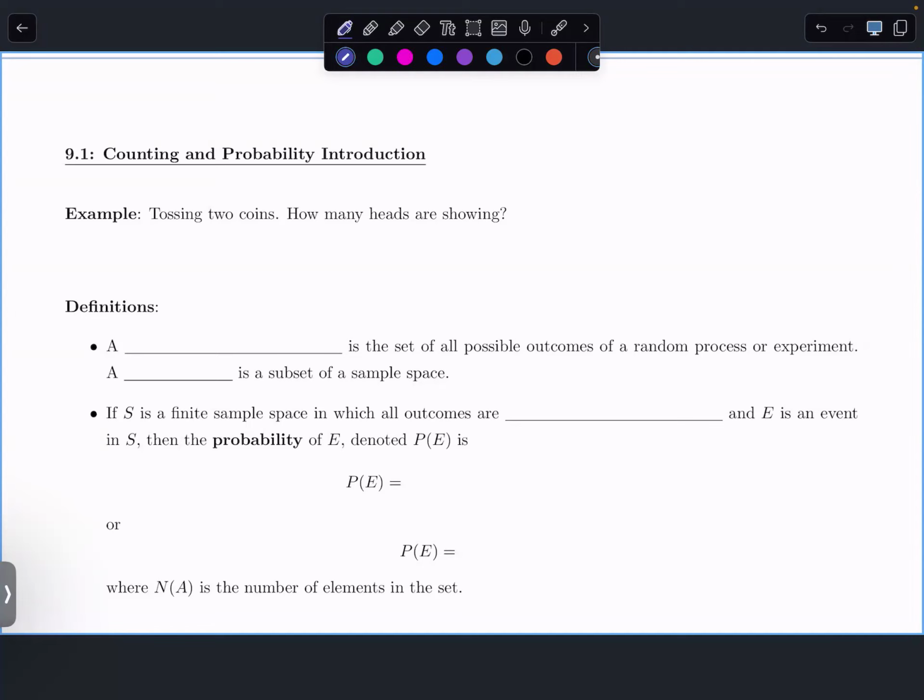How many heads are showing? 1 out of 2. I tossed 2 coins. How many heads are showing? None. Thank you, Logan. 0, 1, or 2. Good job, Logan. This is a sample space. It's a set of all possible outcomes of a random process or experiment. An event is a subset of a sample space. So the event of getting 1 head showing is an outcome of that sample space.